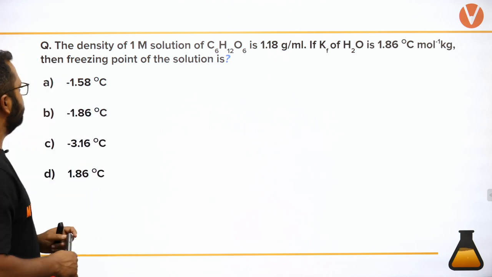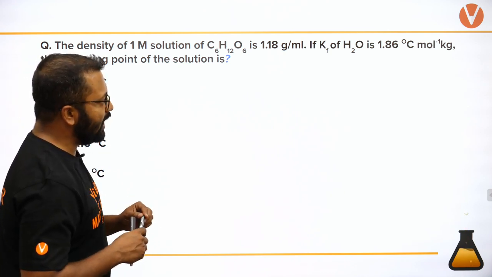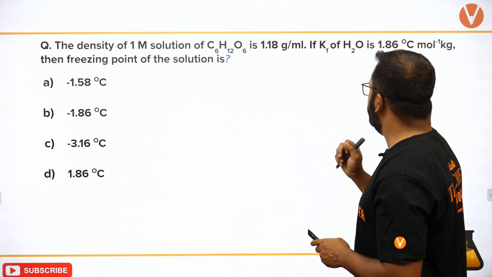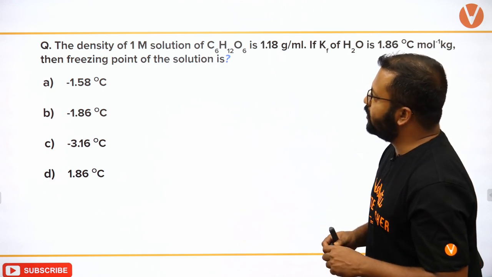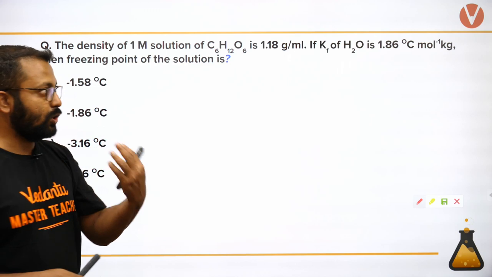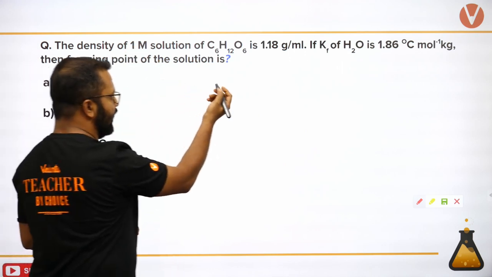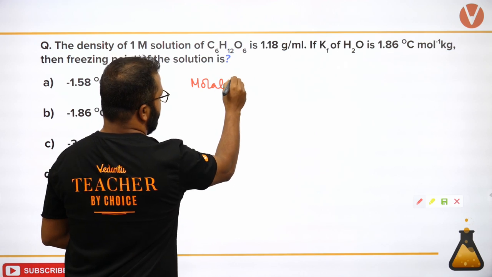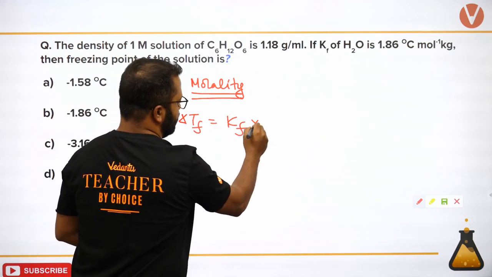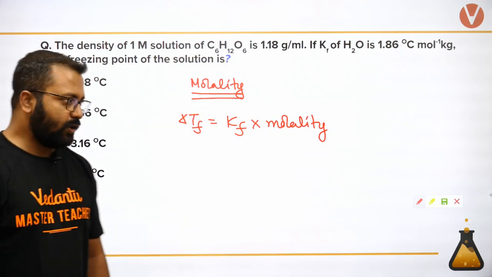Next question. The density of 1 molar solution of C6H12O6 is given as 1.18 gram per ml. The Kf of H2O is 1.86. Okay, Kf of H2O is 1.86. Then the freezing point of the solution is, we need to calculate the freezing point of the solution. Now remember that this is given as density, density of 1 molar. So I have to calculate molality. So molality needs to be calculated, because del Tf is equal to Kf times molality. Okay, we have to use this formula.